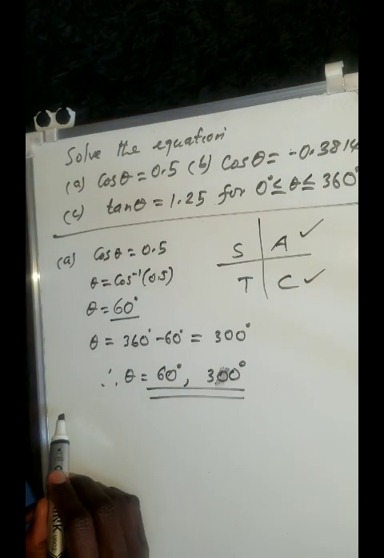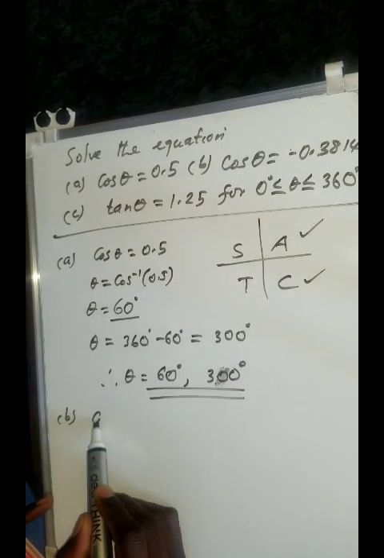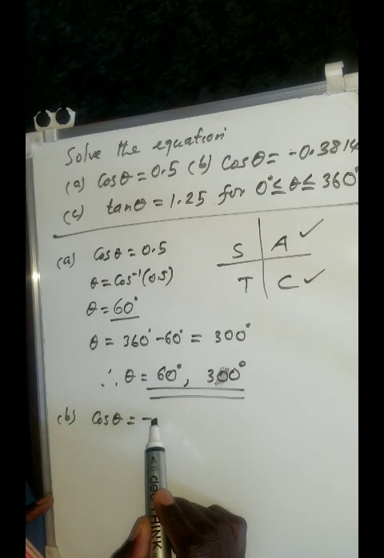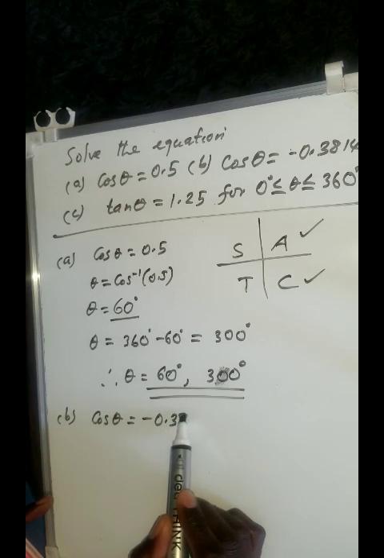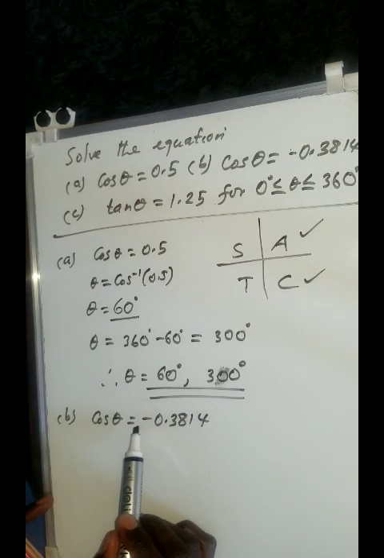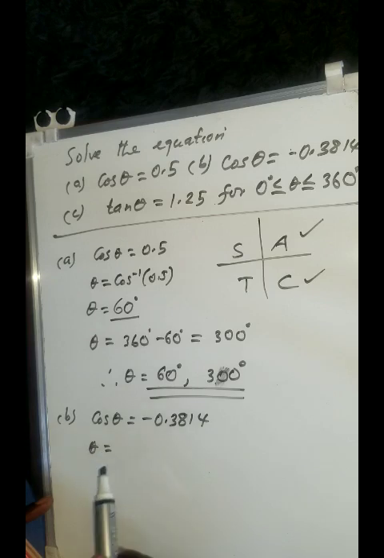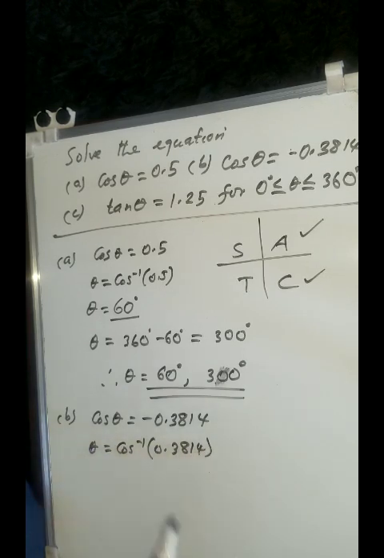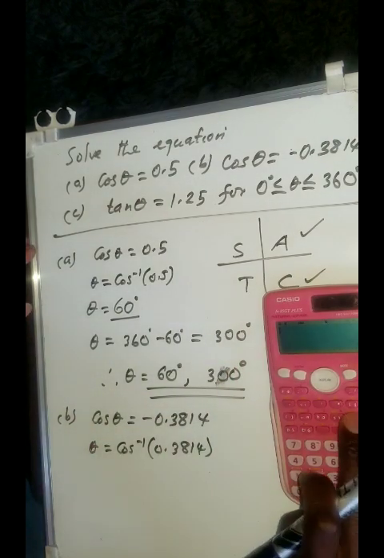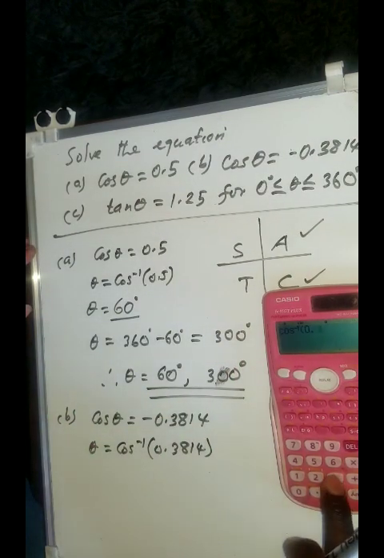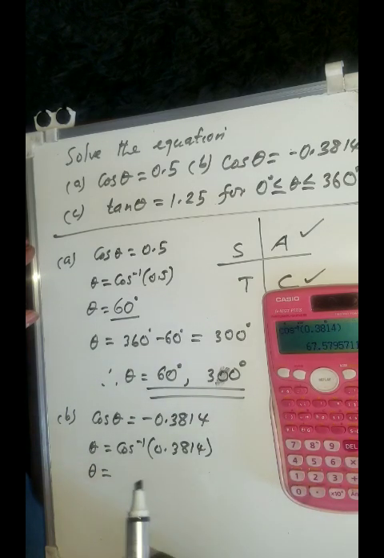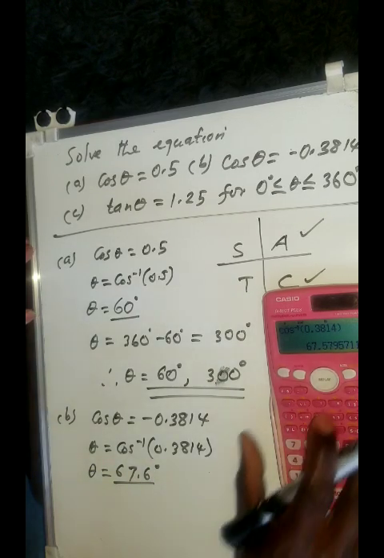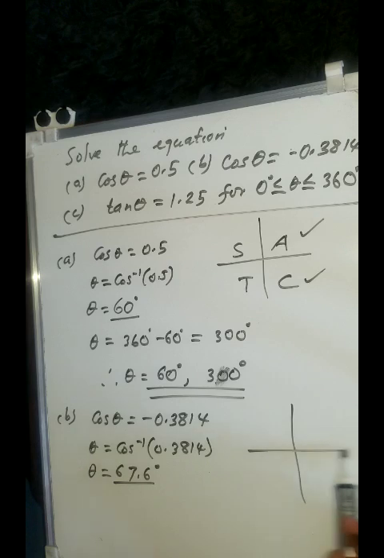Right, let's look at the B part. The B part there says that they have given you cos theta is equal to negative 0.3814. Remember what I told you? In the meantime, you can ignore the negative and find the angle in the first quadrant. So it will be cos inverse of 0.3814. So what is that going to give us? The angles are left to one decimal place, so that is 67.6 degrees.